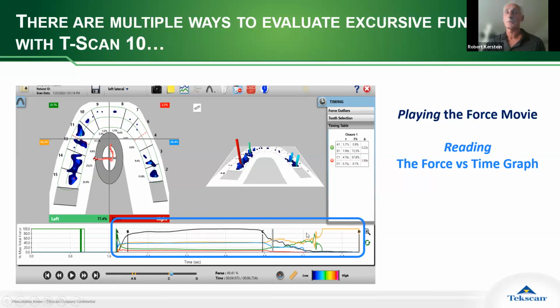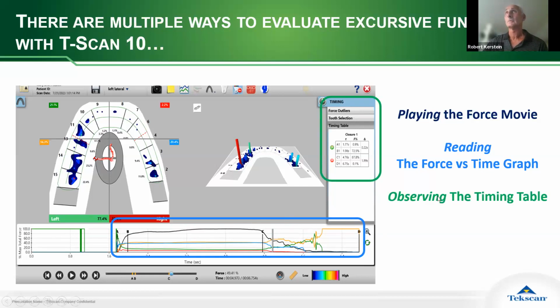And we'll go over recording a little bit as well. But reading the force versus time graph is the most essential skill of being a sound T-scan user. It allows you to really see the entire movie from start to finish, know if you got a good recording, and also understand what the recording means.